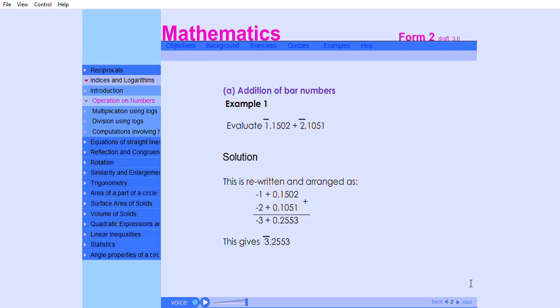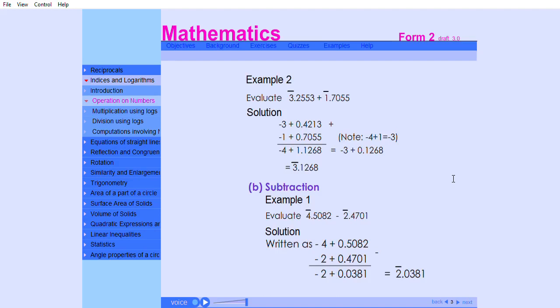Addition of bar numbers. Example 1. Evaluate bar 1.1502 plus bar 2.1051. This is rewritten and arranged as negative 1 plus 0.1502 plus negative 2 plus 0.1051, which is equal to negative 3 plus 0.2553. This gives bar 3.2553.